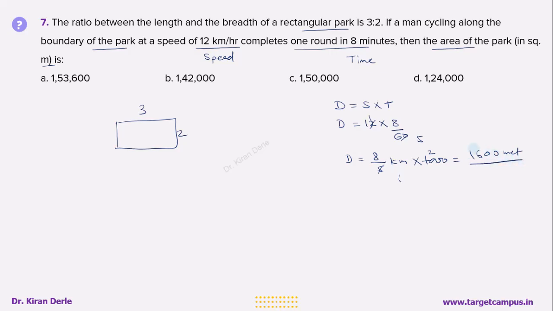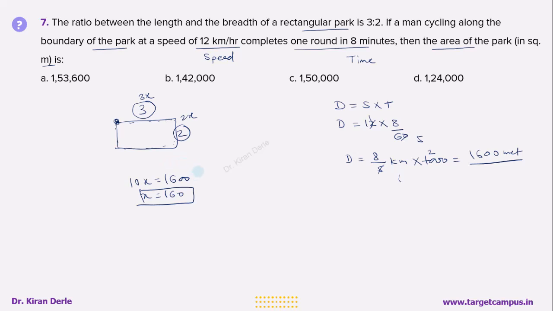Distance is 1600 meters. What is the distance? This is the complete distance, because it is given that the man completes one round in 8 minutes. So let's say he starts from here; this total distance is 1600 meters. We have the ratio of length to breadth, so we can consider length as 3x and breadth as 2x. He is actually traveling the perimeter of this rectangle, which is 3x plus 3x, 6x, and 2x plus 2x, 4x. 10x is equal to 1600, or x is equal to 160.